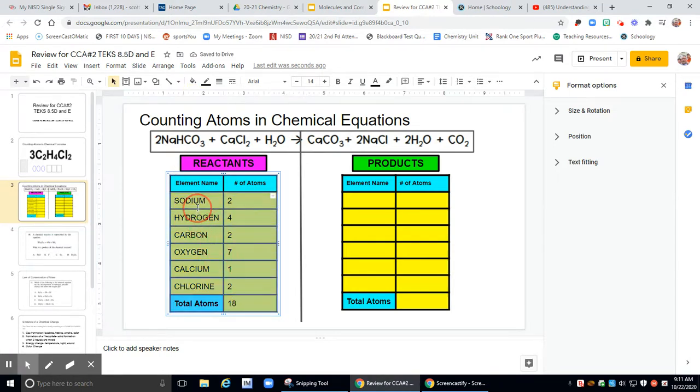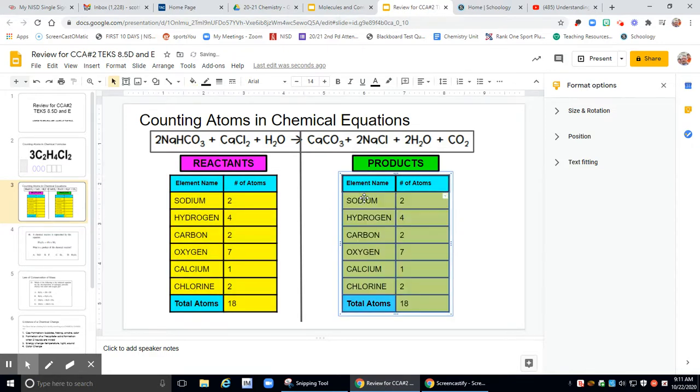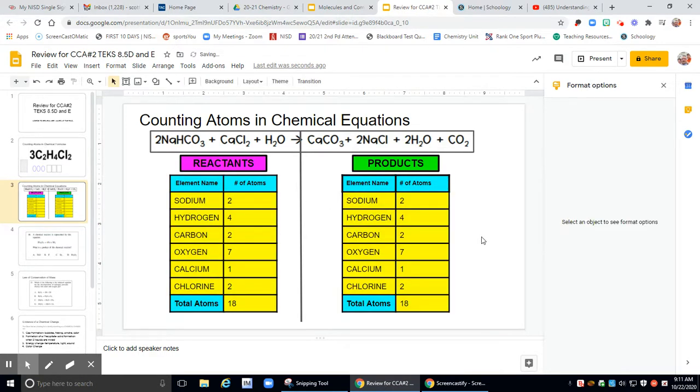Okay, and just to speed things up a little bit, guess what? It's the same over here. So this chemical equation is balanced. It follows the law of conservation of mass because the atoms on the left equal the atoms on the right.